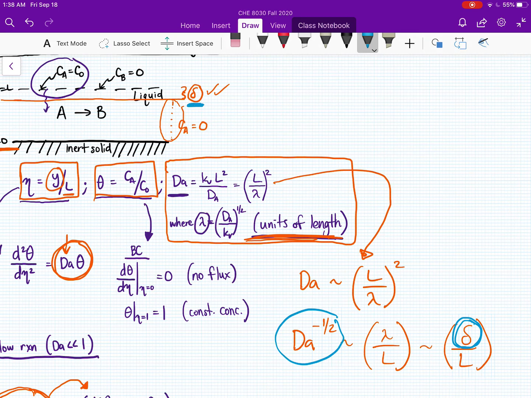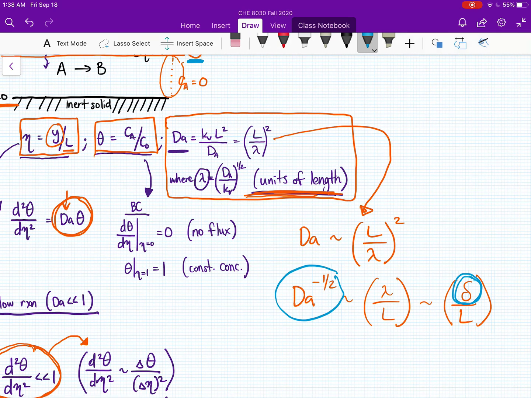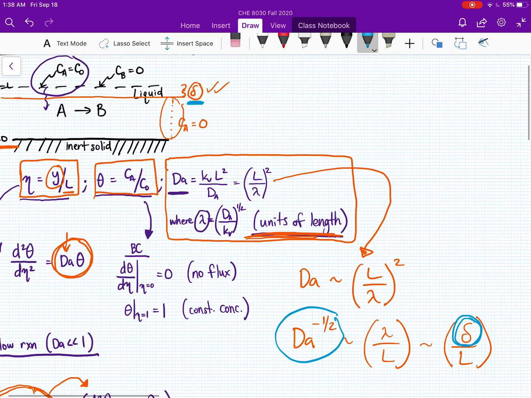What was the order of delta? Well, if I do a bit of rearranging, I see that delta is only on the order of the Damköhler number to the negative 1/2 times the thickness of my film. And so that's great. I have an idea of what I'm looking for without even having to solve the problem. So that was approach 1 to determining the thickness of this.